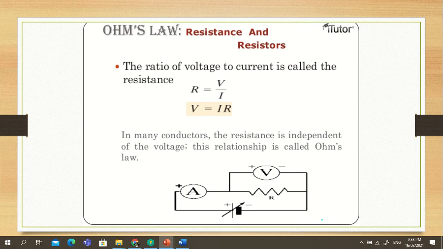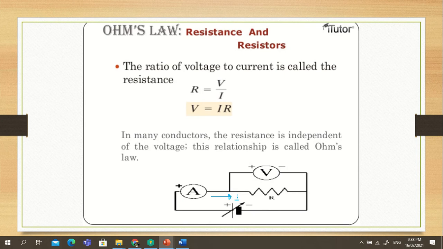And now when you want to measure the voltage, you can put the terminals of your voltmeter and then measure the voltage across this resistance. We have a current reading here because there will be current flowing in this circuit. So the current is I.